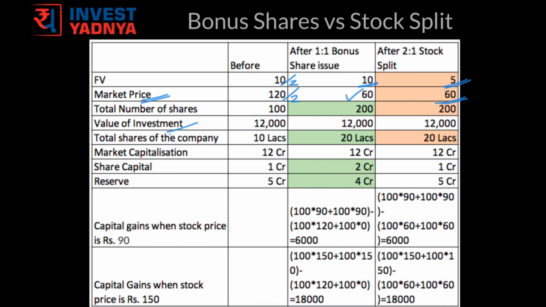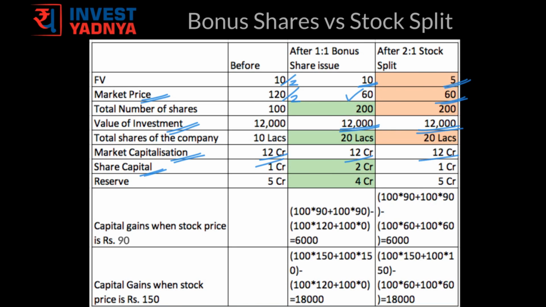Your value of investment remains same after a bonus share issue or a stock split as the number of shares rise in the same proportion the market price reduces. And due to the same reason, market capitalization of the company remains same after a bonus share issue or a stock split.